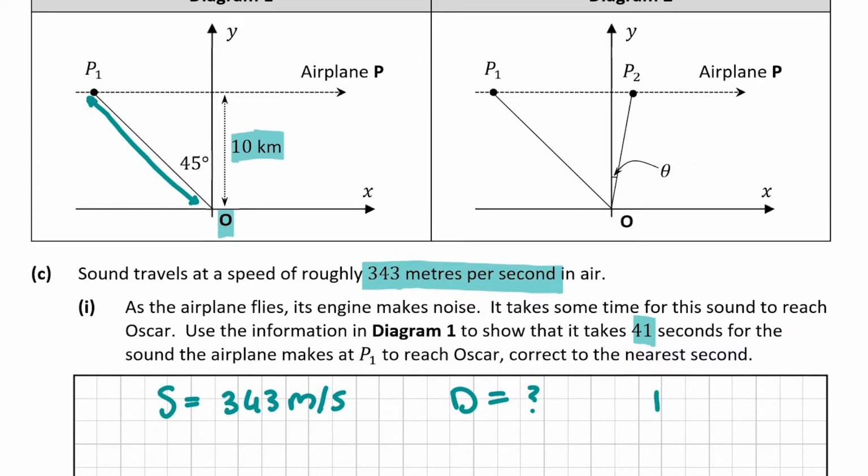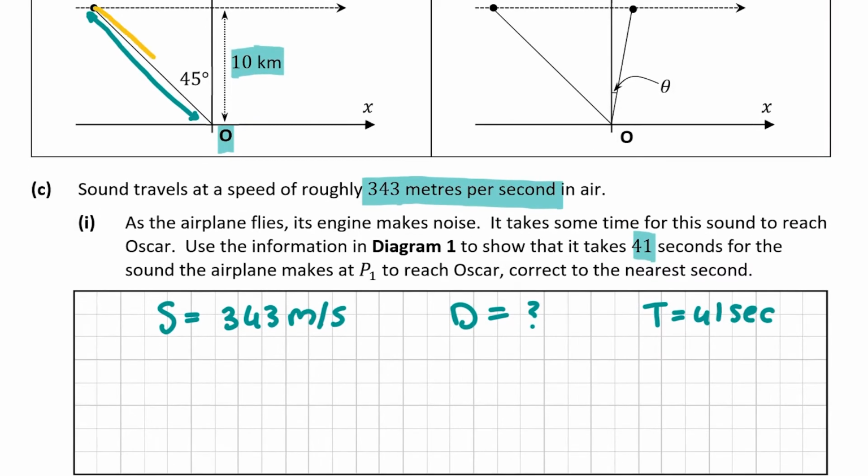Okay, so we know the time is 41 seconds, but we actually have to prove this. So what we need to do is find the distance. I'm just going to draw out the triangle that's going to help us with this, and that is this triangle here.